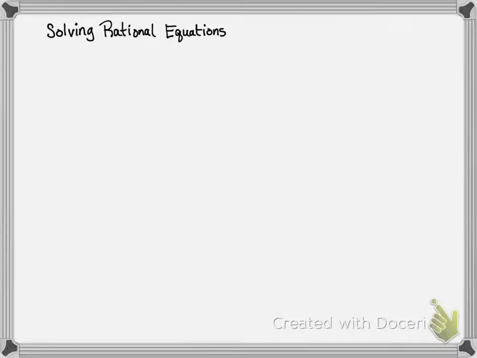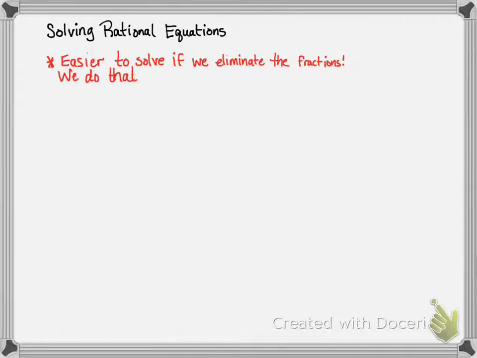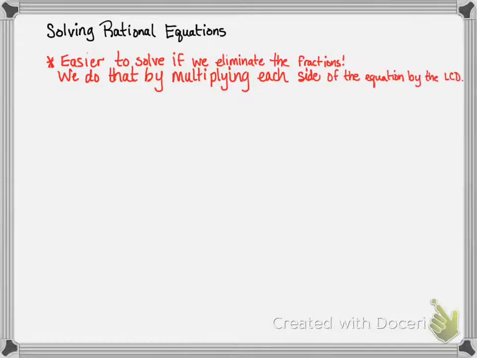Solving rational equations. This is generally easier to do if we eliminate the fractions before we solve. And we do that by multiplying both sides of the equation by the LCD, the least common denominator.